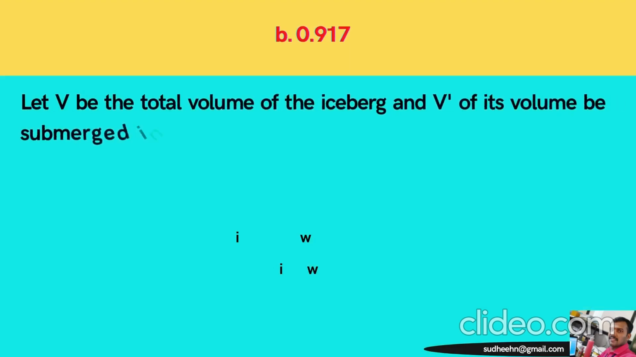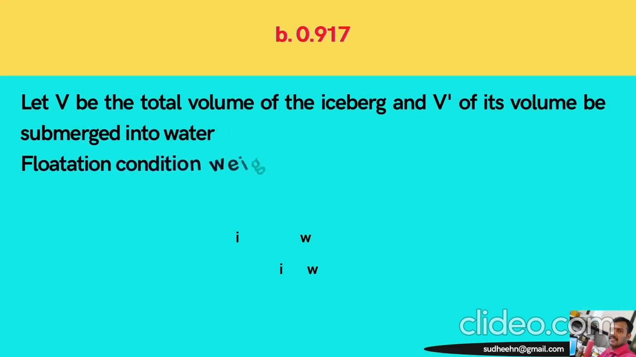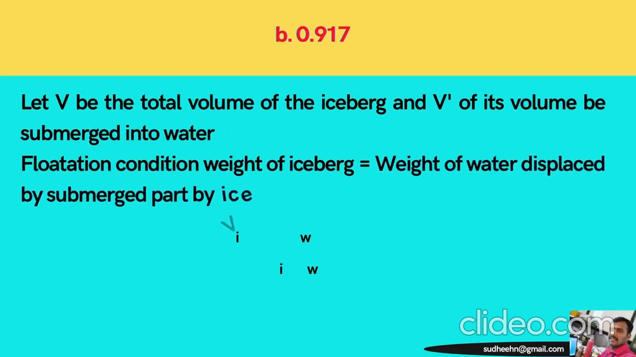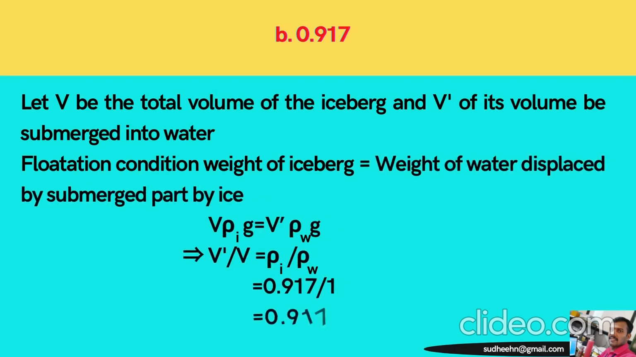This can be evaluated with the help of the equation, the total volume of the iceberg and the volume of the iceberg which is submerged in water. These two we are supposed to equate, that is the weight of the iceberg and the weight of the water displaced by the submerged part of the ice. So by substituting the values of volume, density and gravity, we get the relation, and we get the value, that is 0.917.